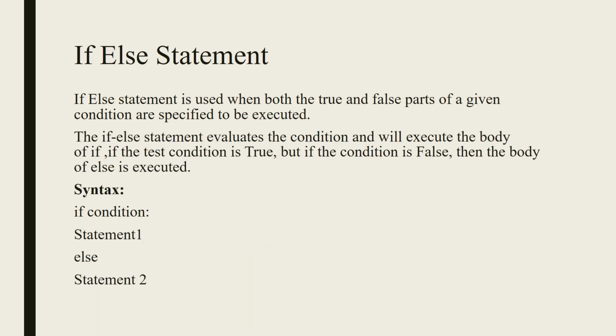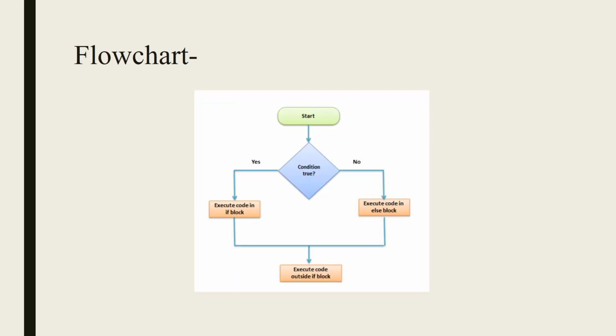If-else statement. This is the second type of conditional statement. It is used when both the true and false part of a given condition are specified to be executed. It evaluates the condition and will execute the body of if when the condition is true. But if the condition is false, then the body of else is executed. The syntax is if condition statement 1 and else statement 2. This is the flowchart for the if-else statement.